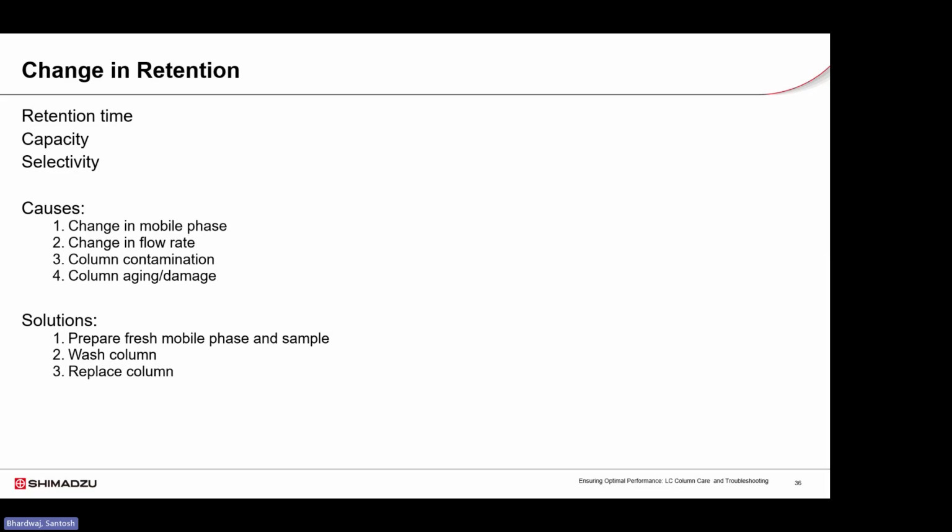Column contamination or aging can also alter the analyte's interaction, reducing the selectivity and shifting the retention times. In addition, temperature fluctuation can impact the retention, especially in methods sensitive to thermal changes. To address these issues, preparing fresh mobile phase, washing the column, and replacing the aged column help restore stability.